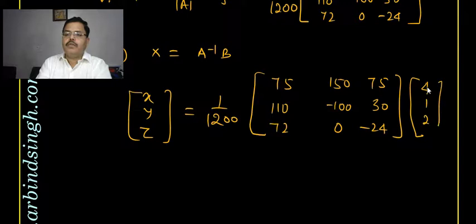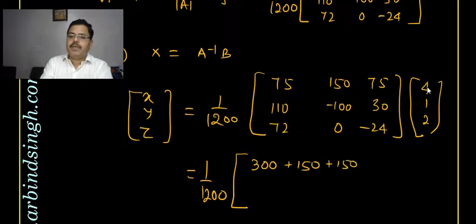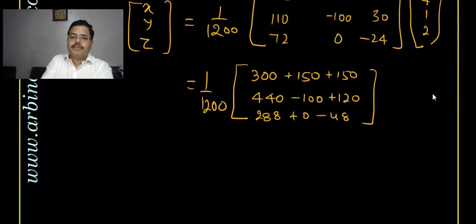B was 4, 1 and 2. So we can write here 1 by 1200, and this will be first row, first column, 75 multiplied by 4 is 300, plus 150 and plus 150. Now 110 multiplied by 4 is 440 minus 100 plus 120, and 72 multiplied by 4 is 288, and 0 multiplied by 1 is 0 and 2 multiplied by this is minus 48. So the things will come like 1 by 1200 into 300 and 300 is 600.